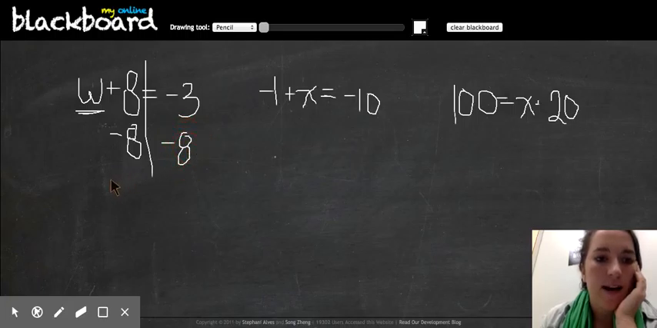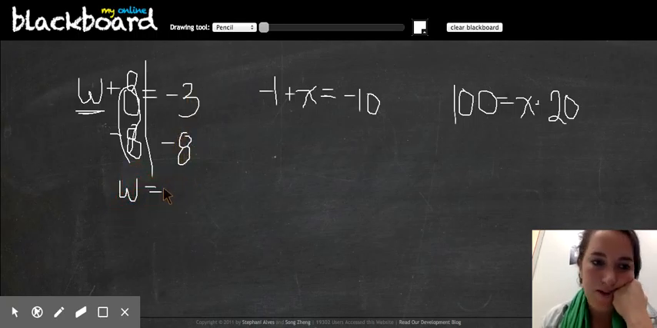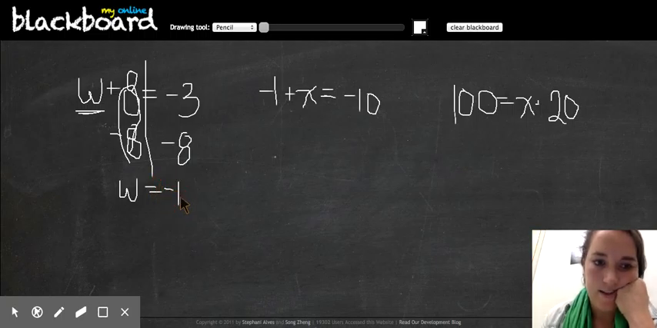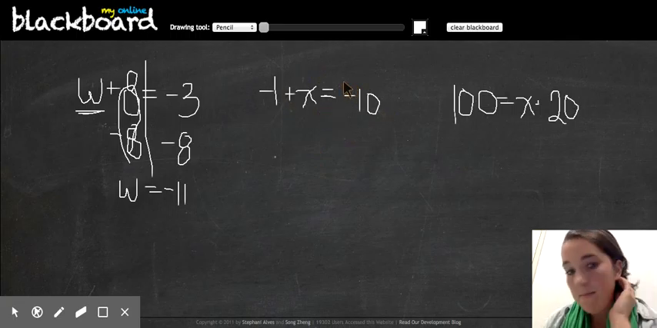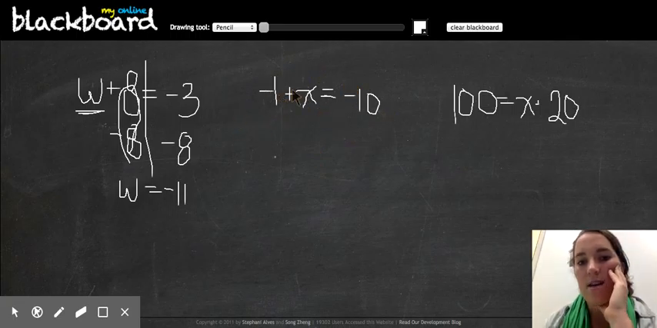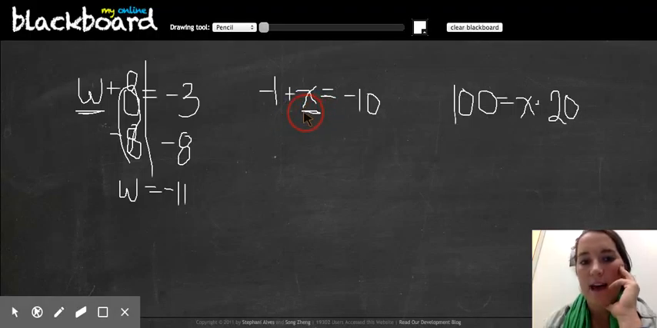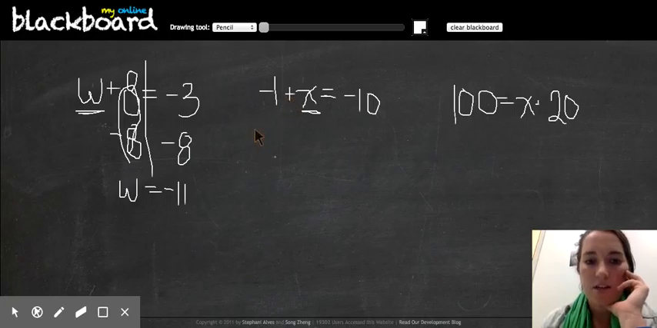So on this side, I'm left with just w because these two become 0. And on the other side, I'm left with negative 3 minus 8. Plug that into your calculator. Negative 11. All right, looking at the next equation, it's a little bit trickier. So I'm trying to undo the negative 1 plus x so that I'm just left with x by itself. But how can I get rid of negative 1? Here I have addition, so maybe I could subtract 1.